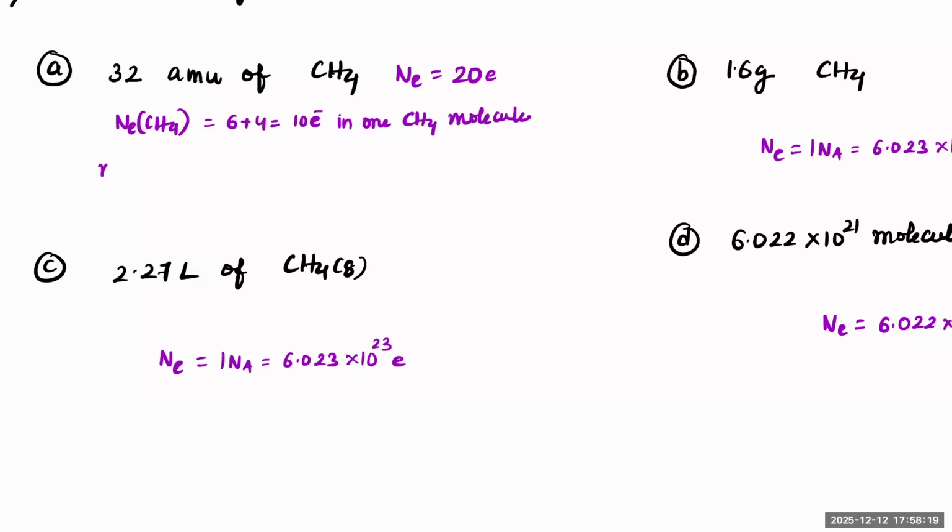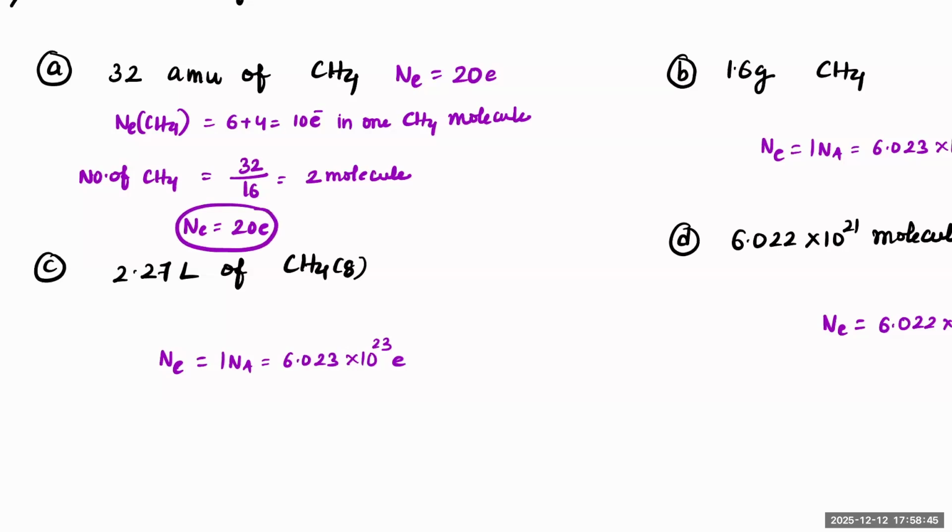Now if you calculate the number of CH4 molecules, that will be equal to 32 divided by 16, which is 2 molecules. If one molecule has 10 electrons, 2 molecules will have how many? 20 electrons. Does that make sense?